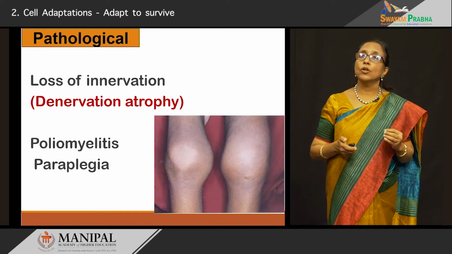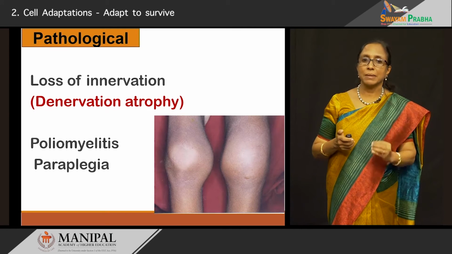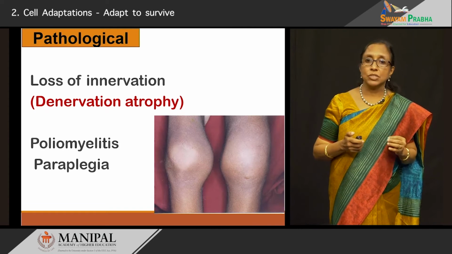Another one is when there is loss of the nervous system or the innervation supplying the muscles, that is called denervation atrophy.